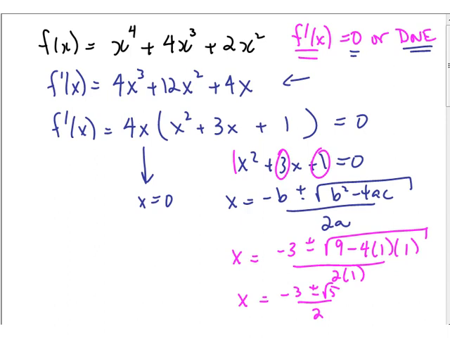So I have three critical points, one when x equals 0 and the other two when x is this kind of ugly looking number from the quadratic formula.